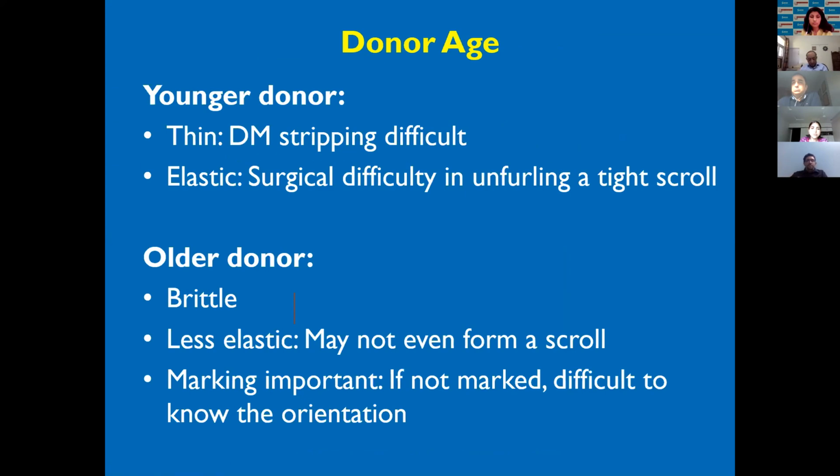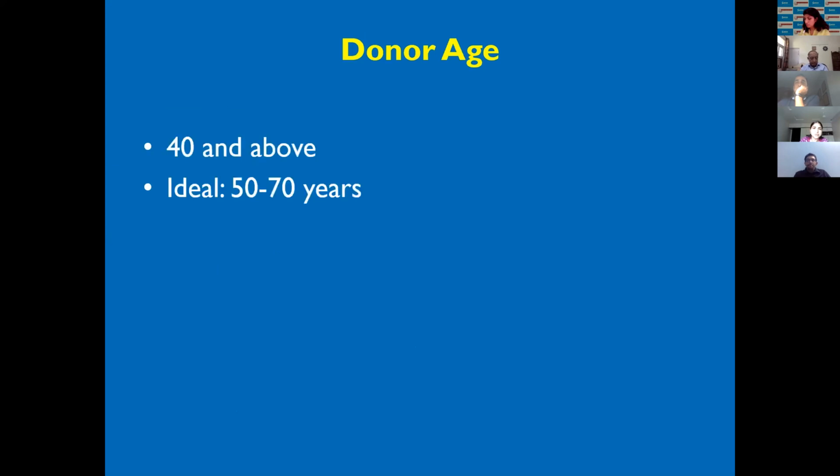The older donors tend to be somewhat brittle and less elastic. And in some very old donors, you may not even see that it forms a scroll. So we don't know which side is which, because we know that the endothelium is on the outside. If it doesn't form a scroll, we don't know which side is the correct side. So marking becomes important in somewhat older donors to know the proper orientation.